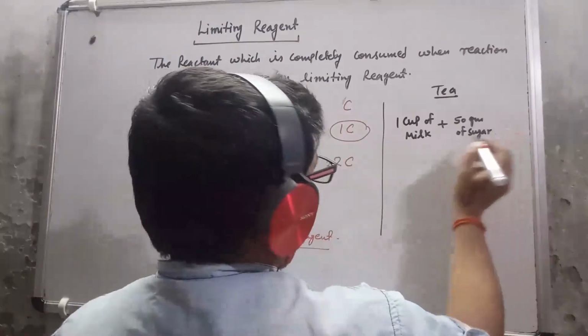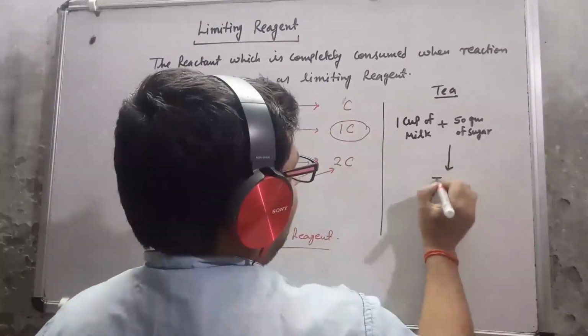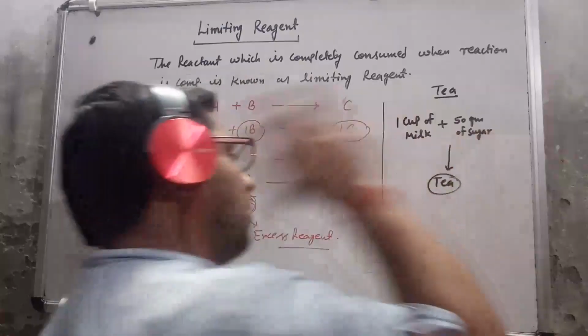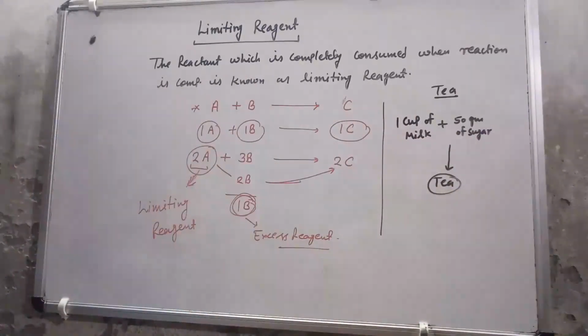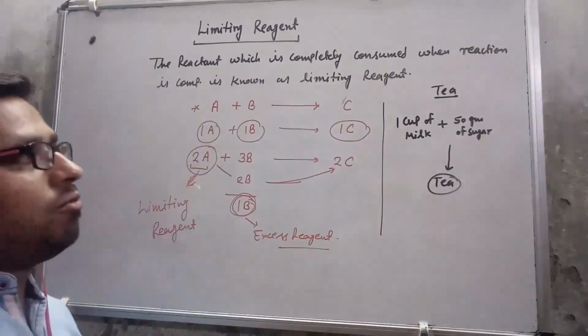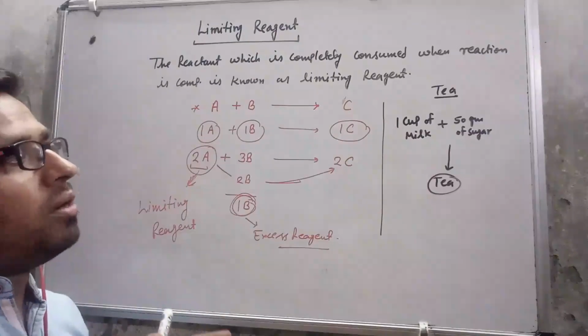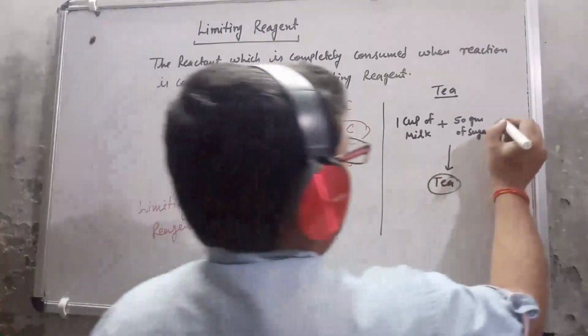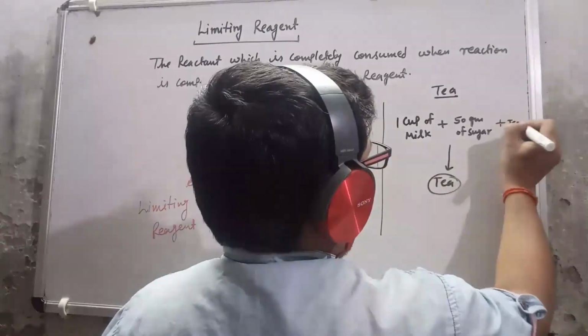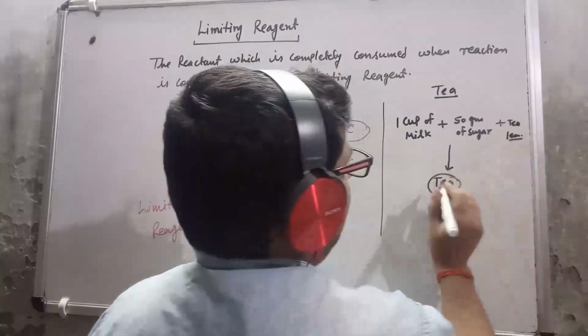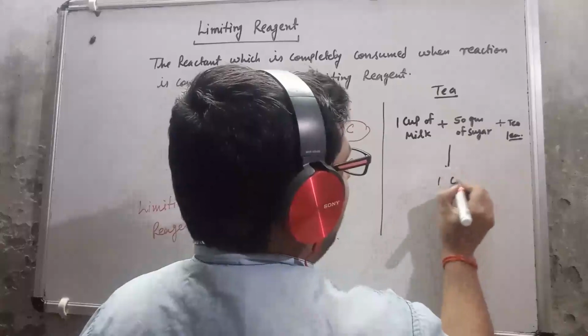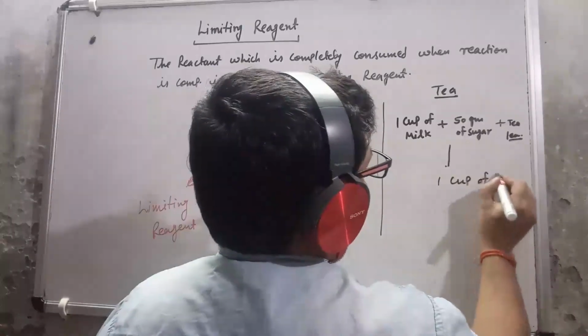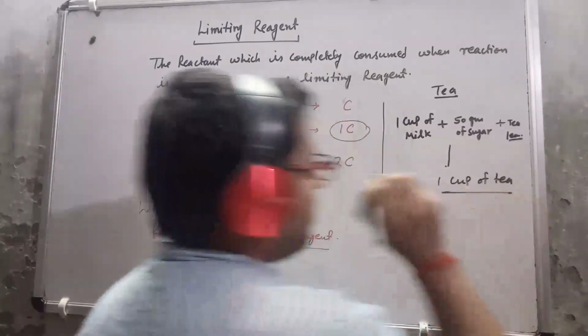50 gram of sugar, then the tea will be ready. Suppose she has explained in this way that if you add 1 cup of milk, 50 gram of sugar and tea leaf, then 1 cup of tea will be ready.